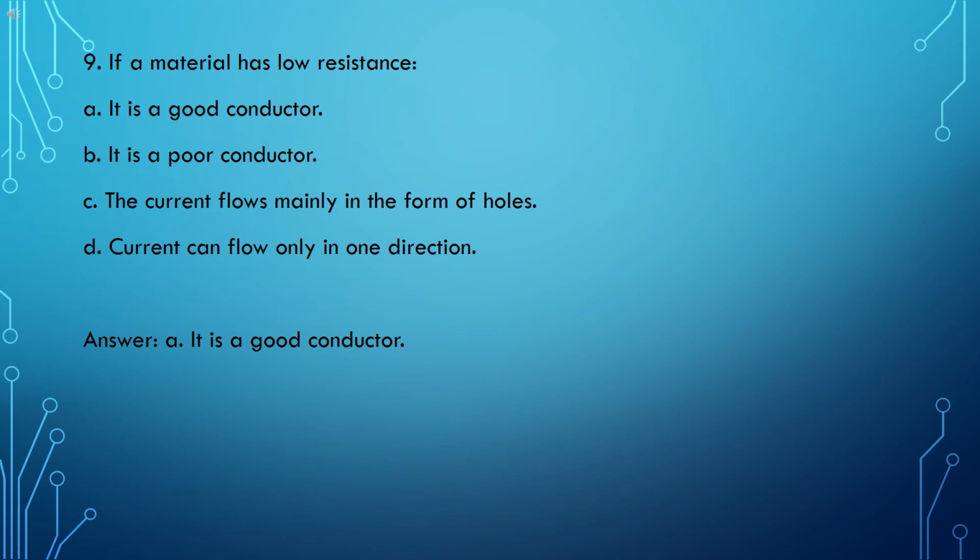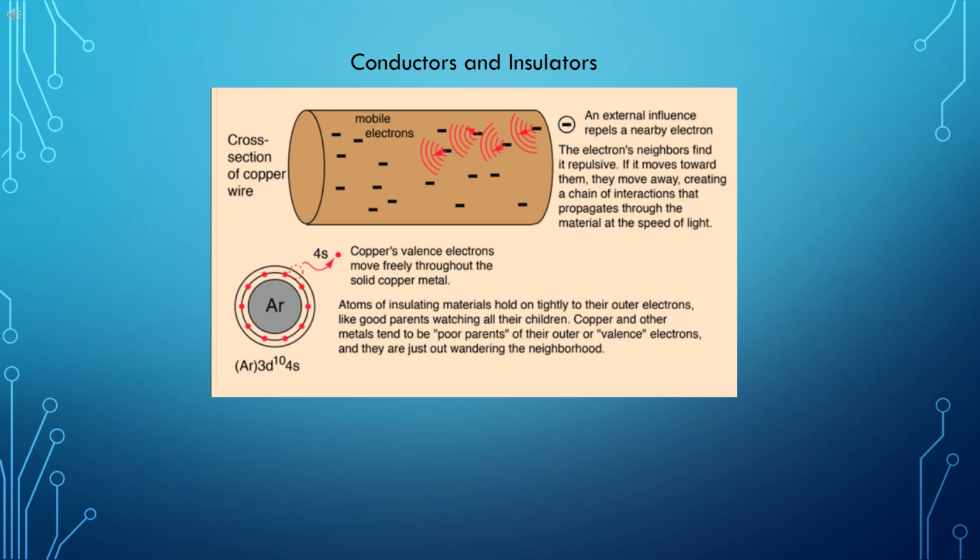A material is a good conductor if it has low resistance or high conductivity, while a material is a poor conductor when it has high resistance or low conductivity. In a conductor, electric current can flow freely. In an insulator it cannot. Metals such as copper typify conductors, while most non-metallic solids are good insulators, having extremely high resistance to the flow of charge through them.